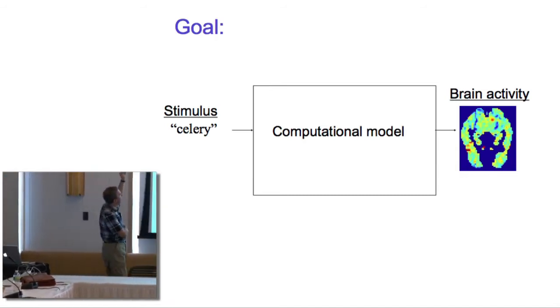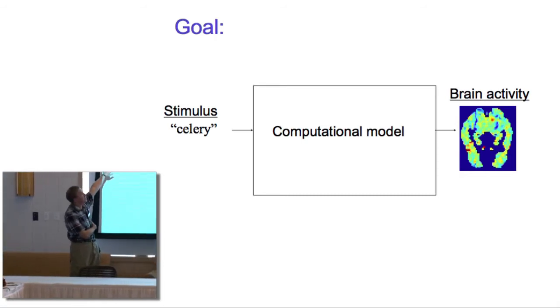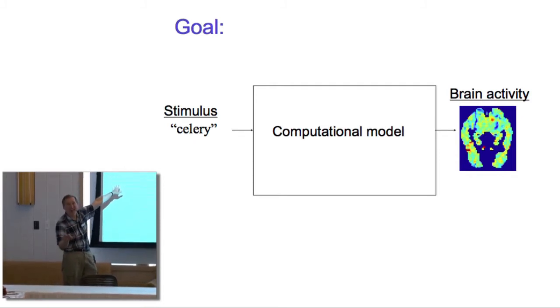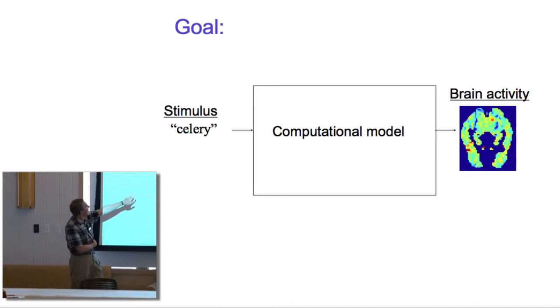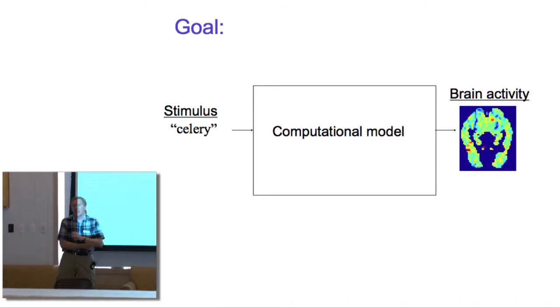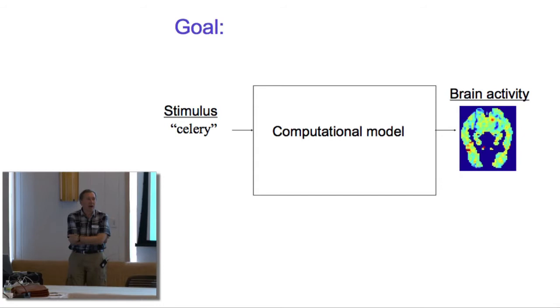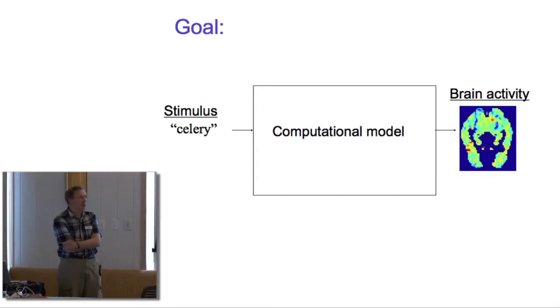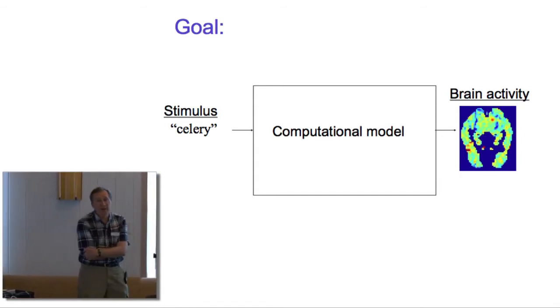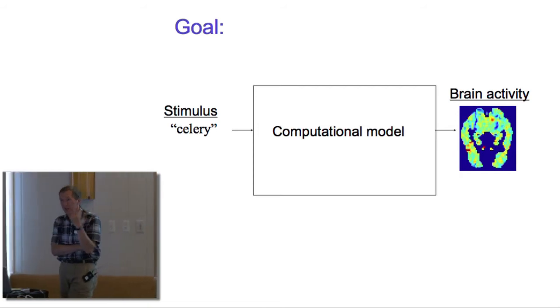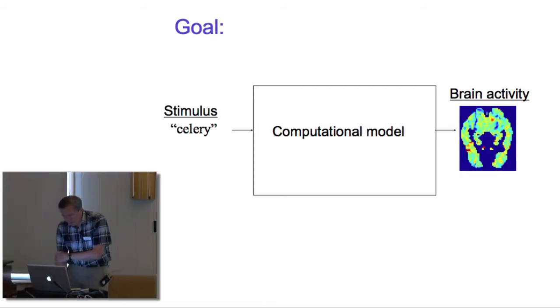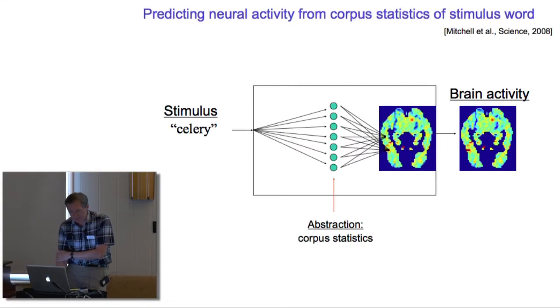And so, for example, we'd like a computational model where we could give as input an arbitrary word, actually for now an arbitrary concrete noun in English, like celery. And then if the model really captured something about how these neural representations work, it would be able to predict the fMRI activation when we show somebody that word. So we're interested in that.